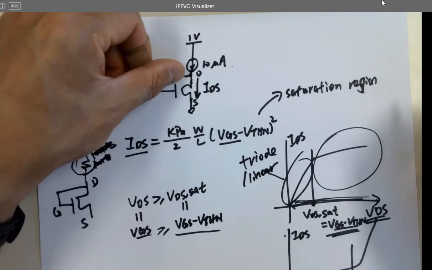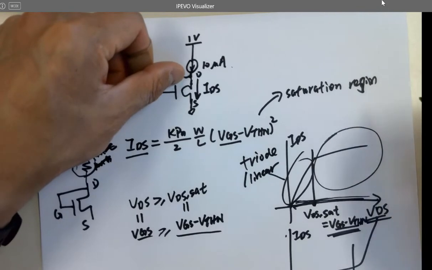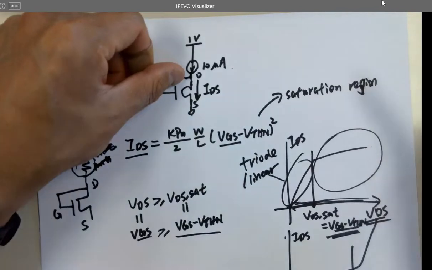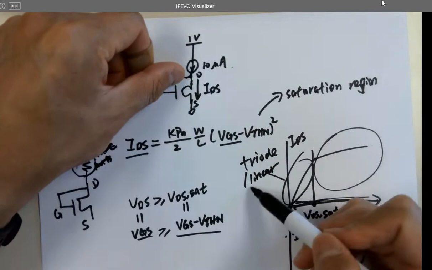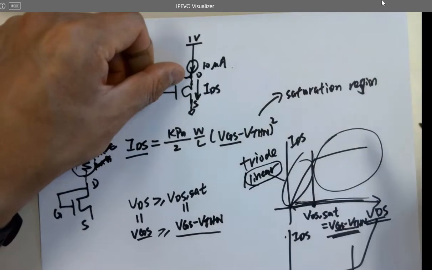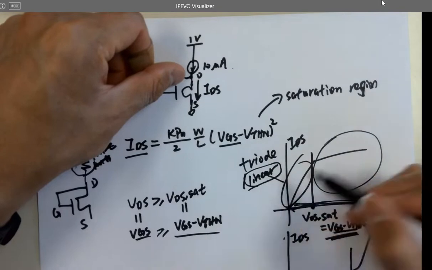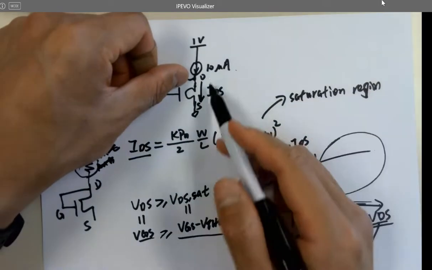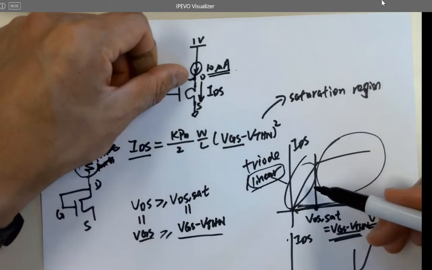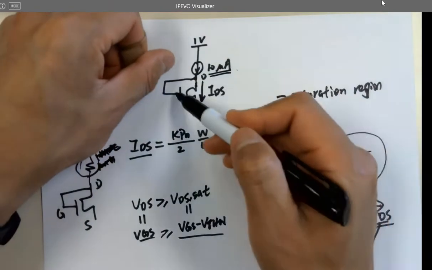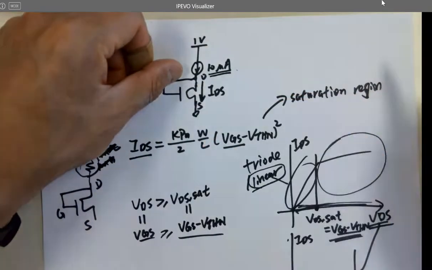I forgot the name actually. And VTHN is the threshold voltage for the NMOS. Let's just use linear, I think this is the name we use in the textbook. And here's the saturation region, here's the linear region. You couldn't tell because you just know the current. You don't know what the VGS and VDS are here.